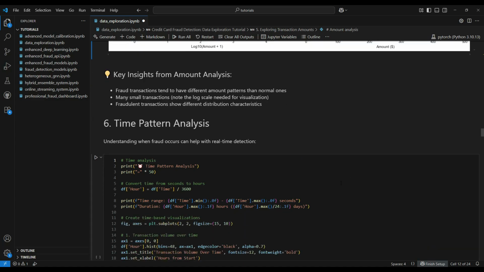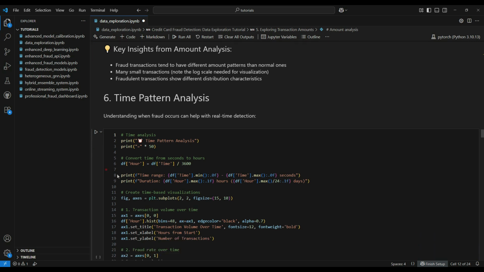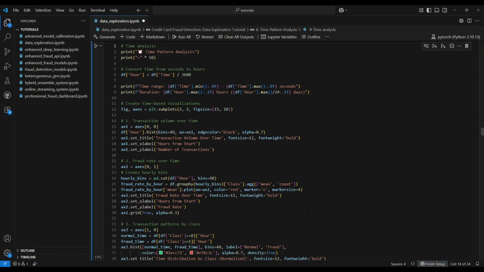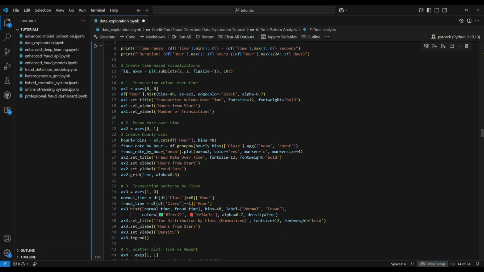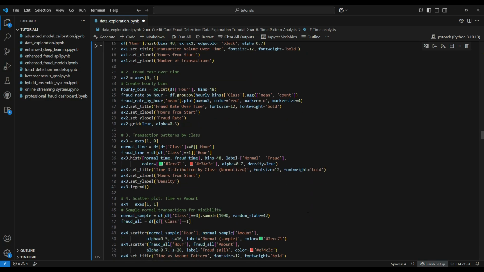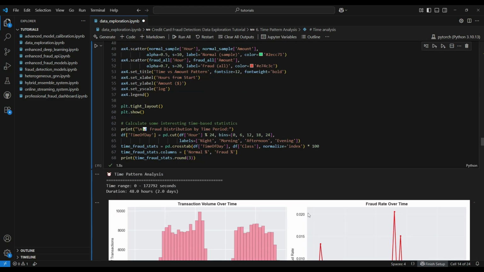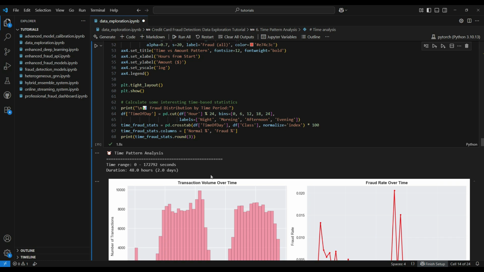Now let's understand when fraud occurs. So we want to look at the time pattern. First, I'm converting the time from seconds to hours, because it's easy to interpret. Then creating four time-based visualizations: transaction volume over time, fraud rate over time, transaction pattern by class, and then scatter plot time versus amount. So look at those four views.